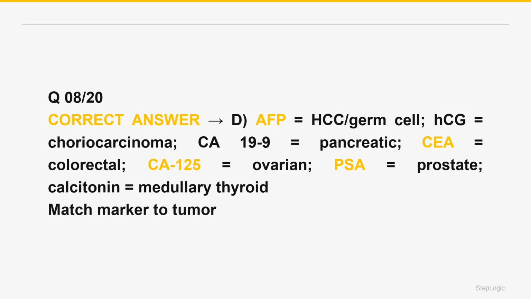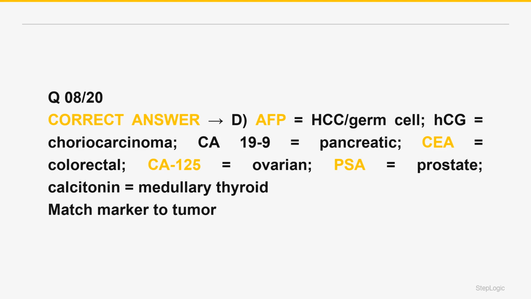Continuing, CA-125 is associated with ovarian cancer, PSA, prostate-specific antigen, with prostate cancer, also benign prostatic hyperplasia, so not specific, calcitonin with medullary thyroid carcinoma from parafollicular C cells, and chromogranin with neuroendocrine tumors. The trap options pair markers with the wrong organ.